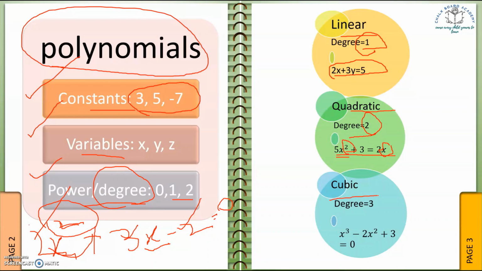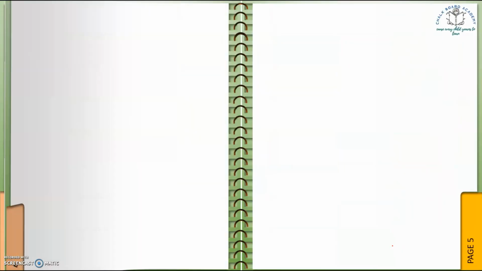Then we have cubic equations. Here the highest power is 3. In this equation we have three terms: x cube minus 2x square plus 3 is equal to 0, but the highest power is 3. And we can have four terms here as well, like 2x, 3x or 5x, any number, but the highest power is 3. So cubic equations have highest power 3.